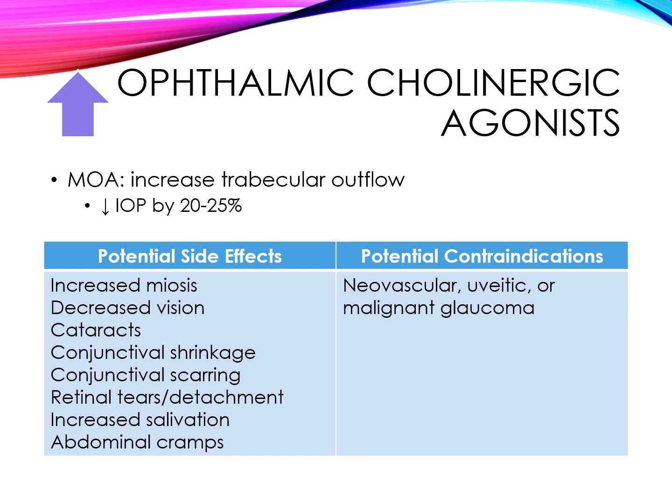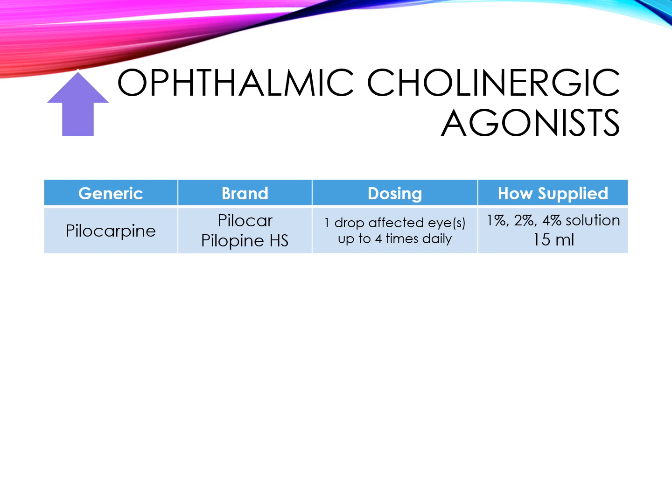Ophthalmic cholinergic agonists increase trabecular outflow and decrease intraocular pressure by 20 to 25%. One of their potential side effects includes increased miosis that leads to decreased night vision. Their use is limited due to frequent dosing intervals and local side effects. However, there are no reported drug-drug interactions. The most commonly used ophthalmic cholinergic agonist is listed here.